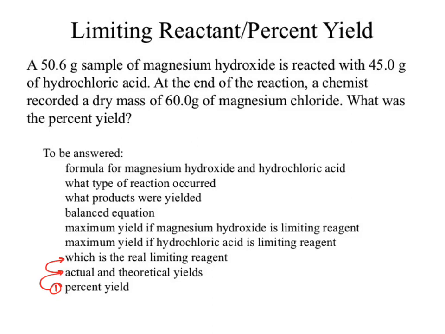So to do the limiting reactant, I'd have to know the maximum yield if hydrochloric acid was the limiting reactant, and the maximum yield if magnesium hydroxide was the limiting reactant. To do those conversions, I need the balanced chemical equation. To get the balanced chemical equation, I would need to know what type of reaction. I would need to know the formulas for each of those compounds. All of these things stack.